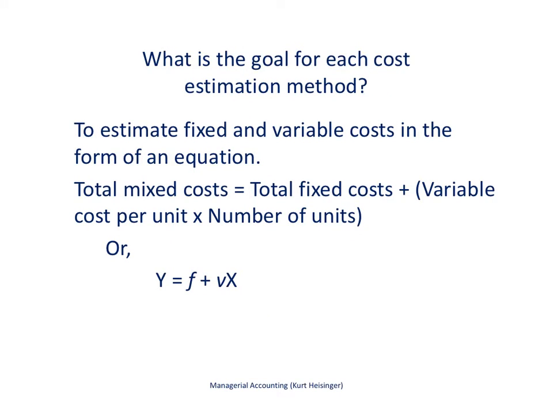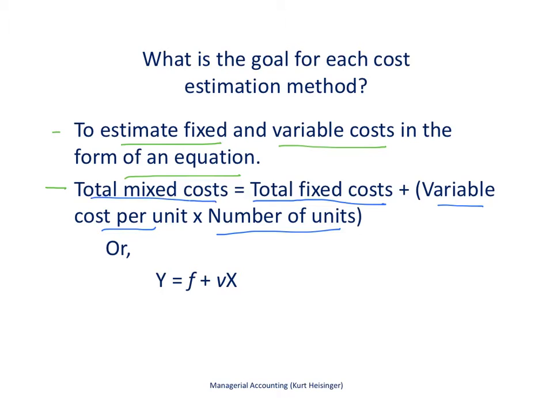Regardless of the approach that's used, our goal is going to be to estimate the fixed and variable cost components of historical information, and then once we have that information, to state it in the form of an equation. And that equation is listed here. We're looking at calculating total mixed costs by identifying the total fixed costs, the variable costs per unit, and then basically plugging in the number of units to establish what we think the total mixed cost will be.